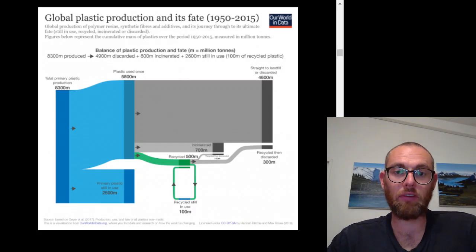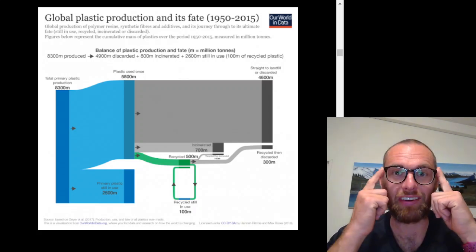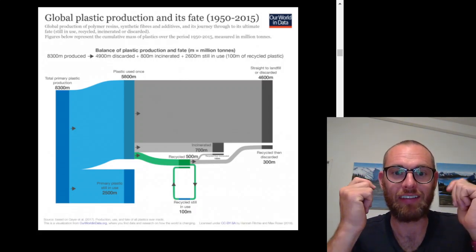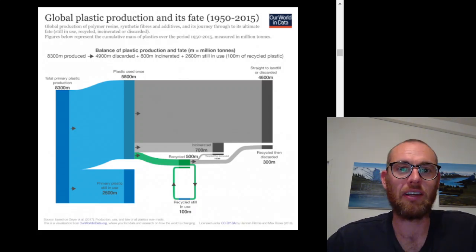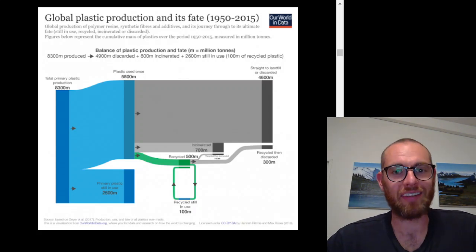So it's 2.5 billion tons still around. You're probably holding some in your hand right now, or my glasses are made of that plastic that is still around. Some of it will stay in use longer, and most of it won't, right? It'll eventually break or something, and then it's just going into the rubbish, or hopefully maybe it gets recycled.